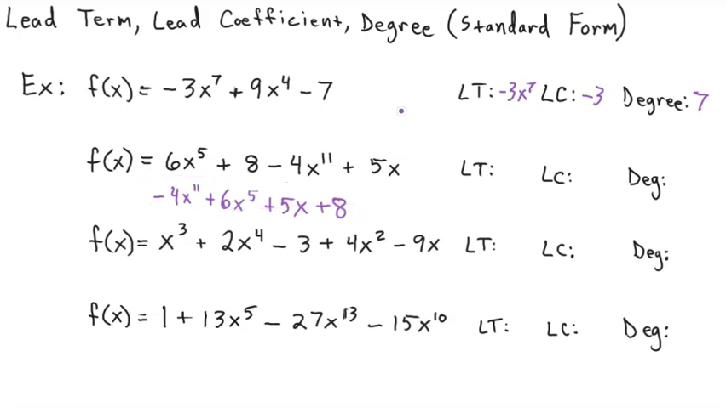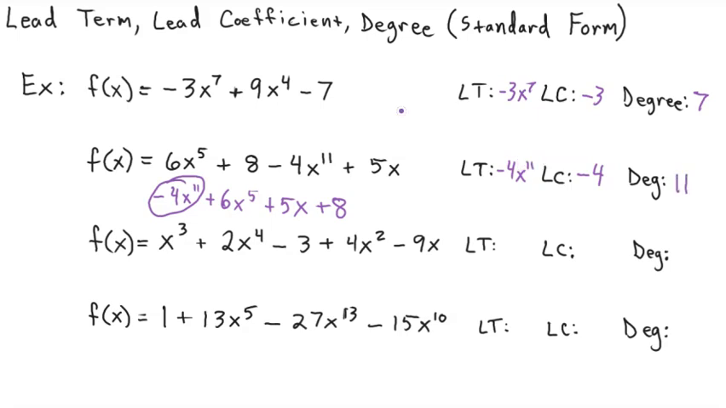Now that it's in standard form, we can go to the highest power, which is 11. And therefore, that makes this the lead term. So the lead term of this function is negative 4x to the 11th power. The lead coefficient is the number in the lead term, and therefore the lead coefficient is negative 4. And the degree of the polynomial is the power in the lead term, therefore the degree is 11.